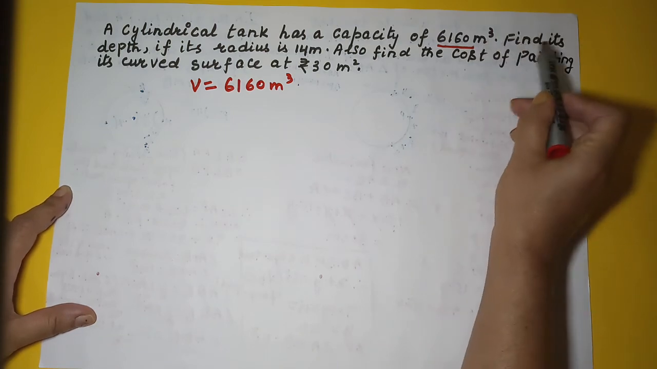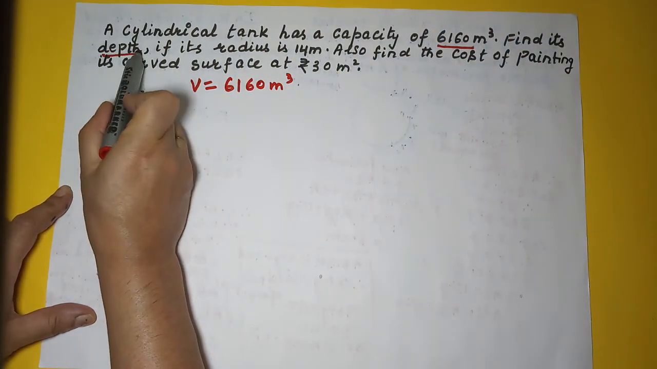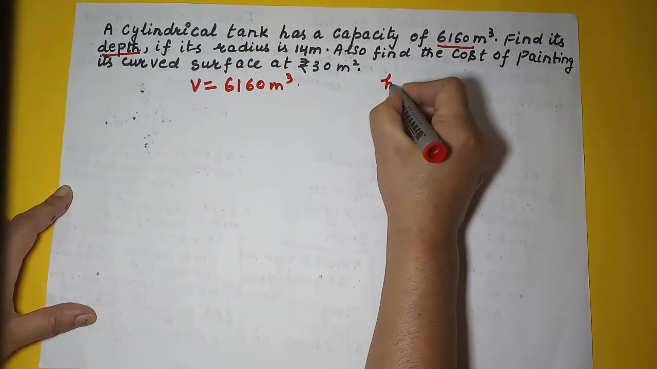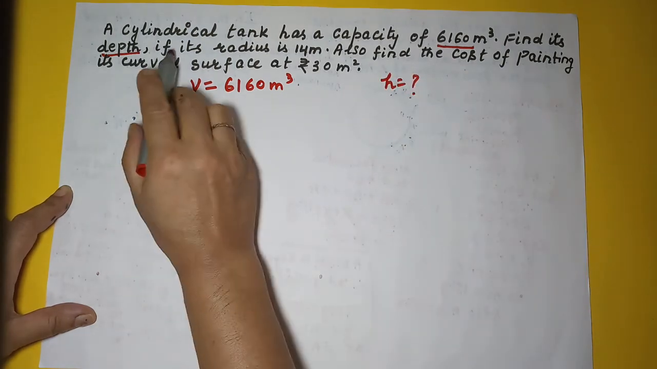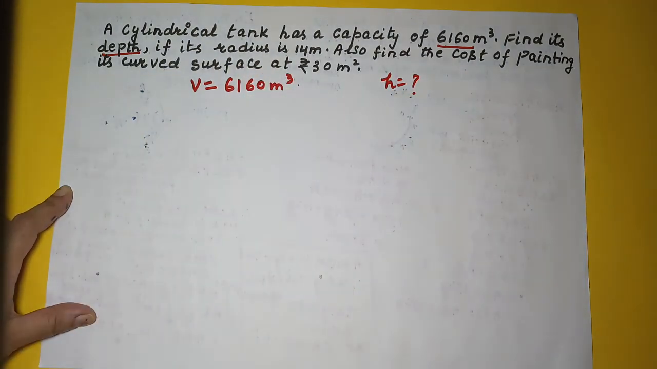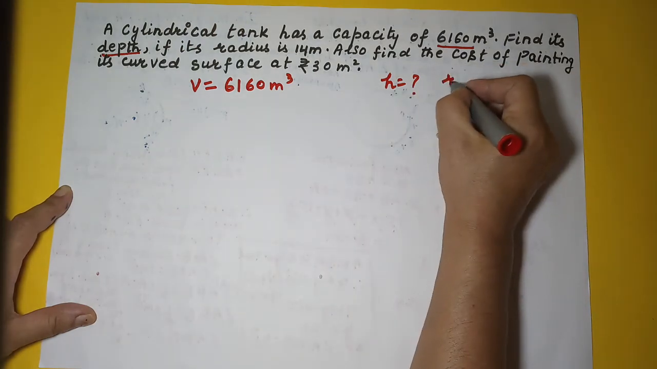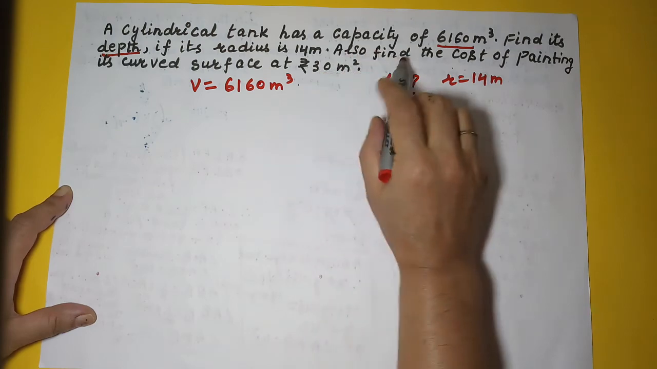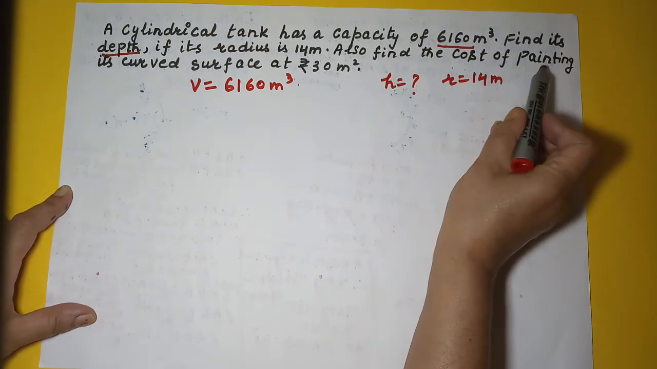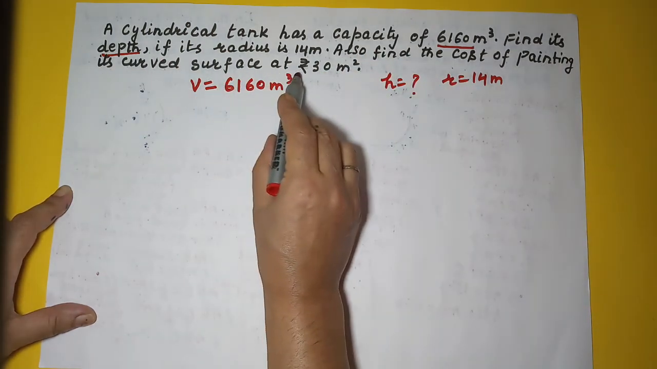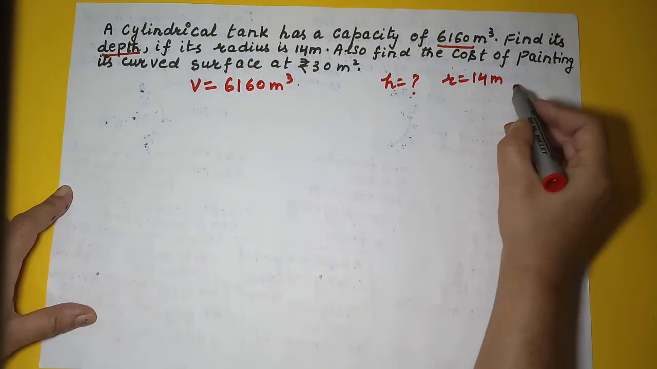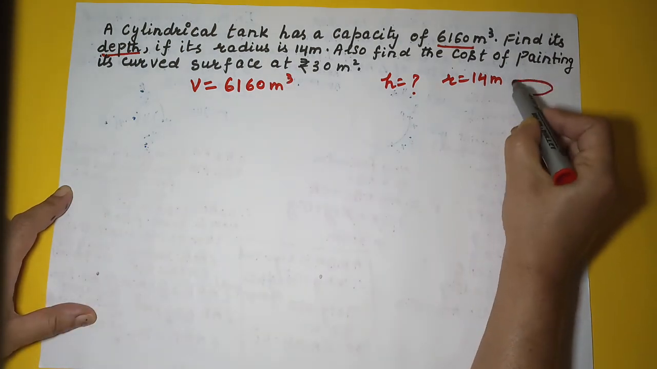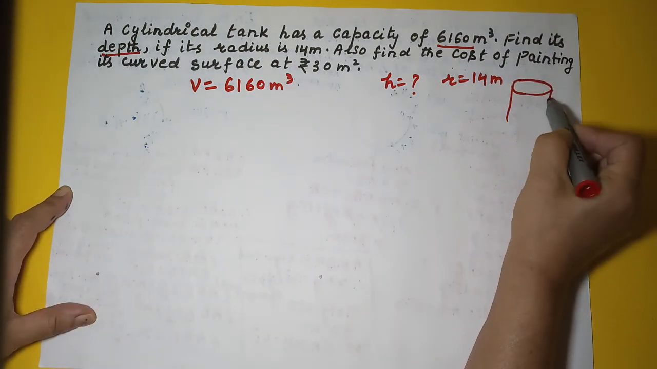Now he wants us to find its depth. So what is depth? Depth is height. That's what we have to find. If its radius is 14 meters, so radius is given, 14 meters. He also wants us to find the cost of painting its curved surface area. Curved surface means the outer surface, not the total surface, right?